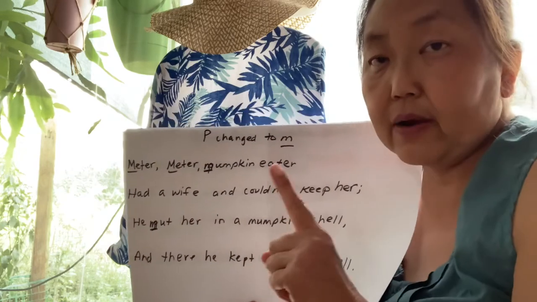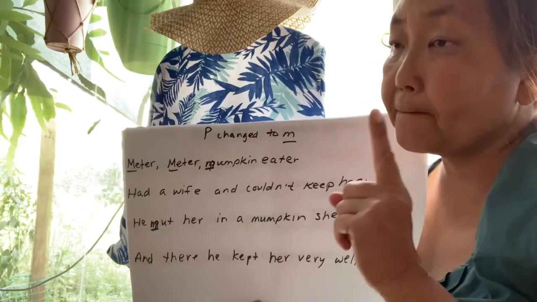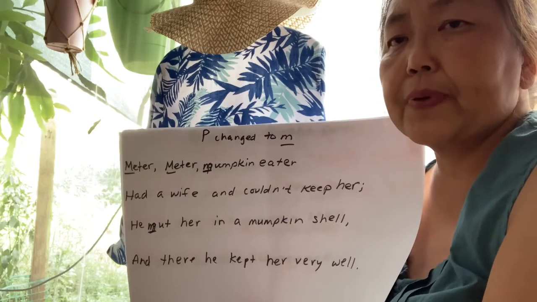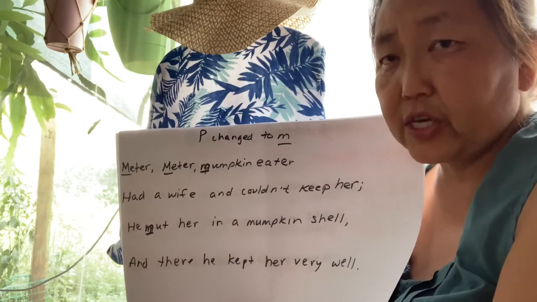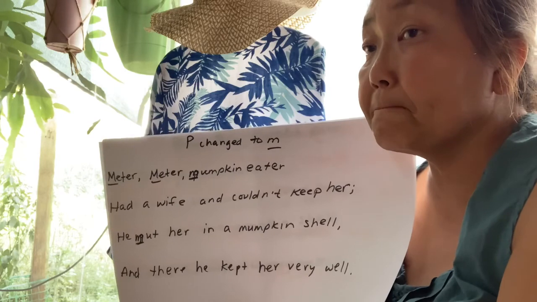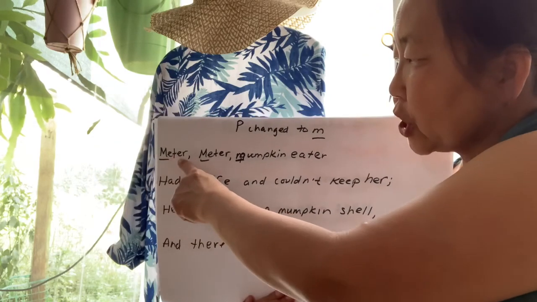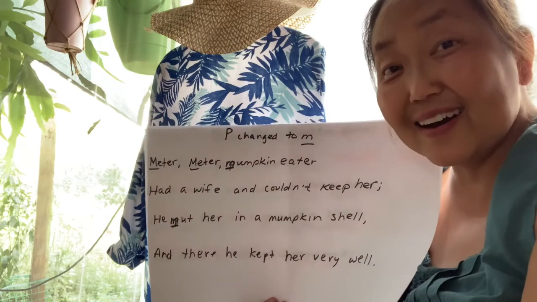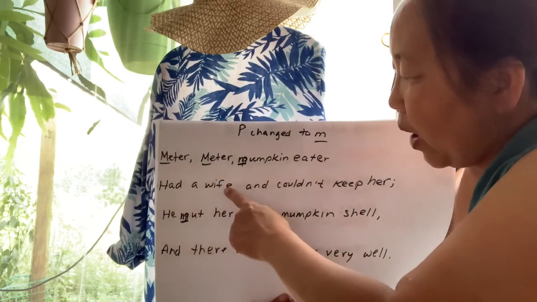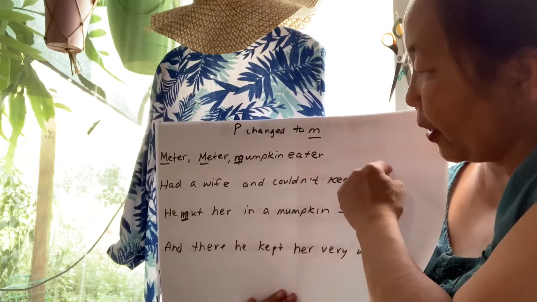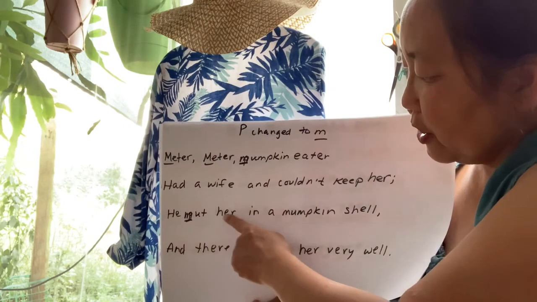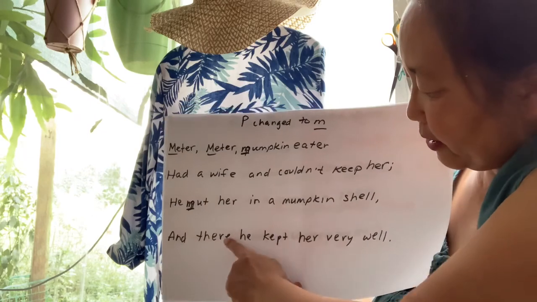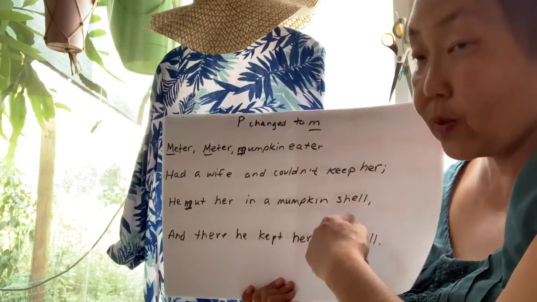With the M sound on all the P's, we're changing it. We're not going to say Peter. We're going to say meter because M starts with M, okay? Meter, meter, pumpkin eater. Silly, huh? Had a wife and couldn't keep her. He put her in a pumpkin shell, and there he kept her very well.